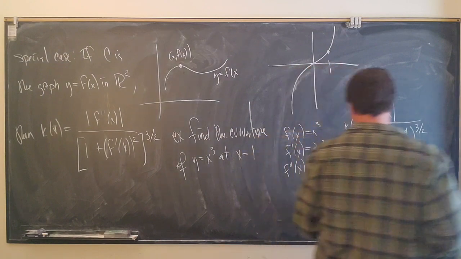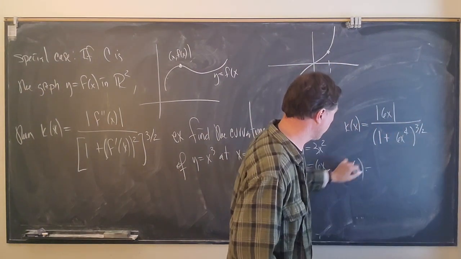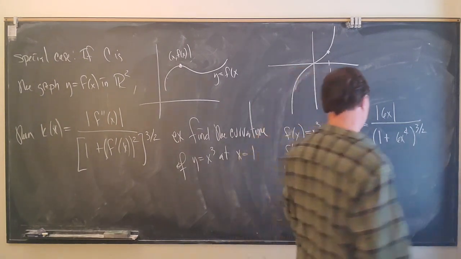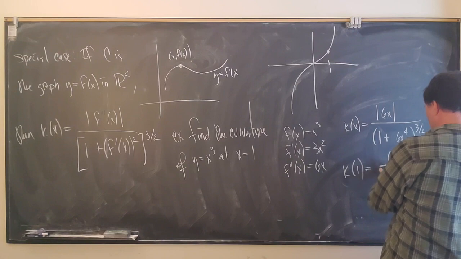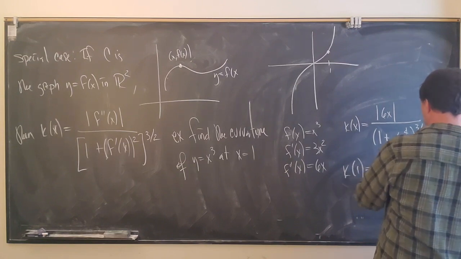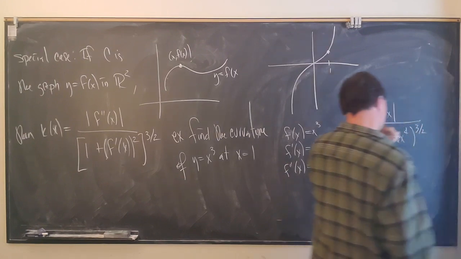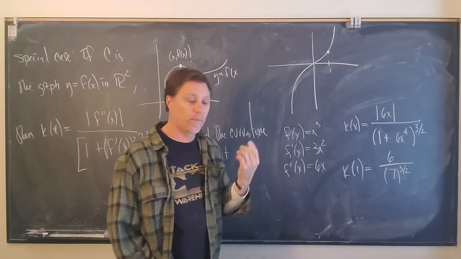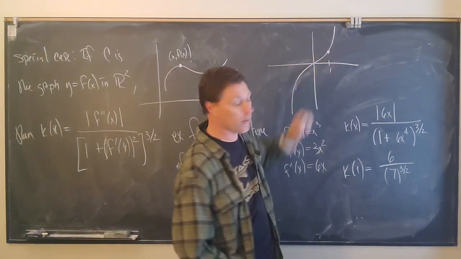Okay, so now we want the curvature at 1, so k of 1 is going to be a 6 in the numerator and a 1 plus 6, so 7, raised to the 3/2. It's not a nice number, but there's the curvature at that point right there.